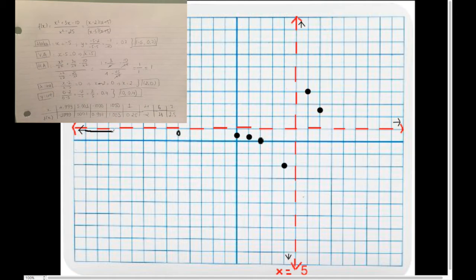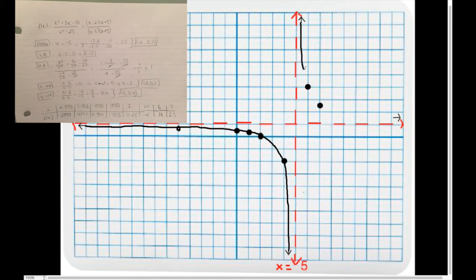So now from one behavior, we go to our hole and skip the hole, go through the other coordinates and connect to our other behavior. Same thing with the other side: we go through the coordinates, get closer and closer to the asymptote, and connect to the other behavior.